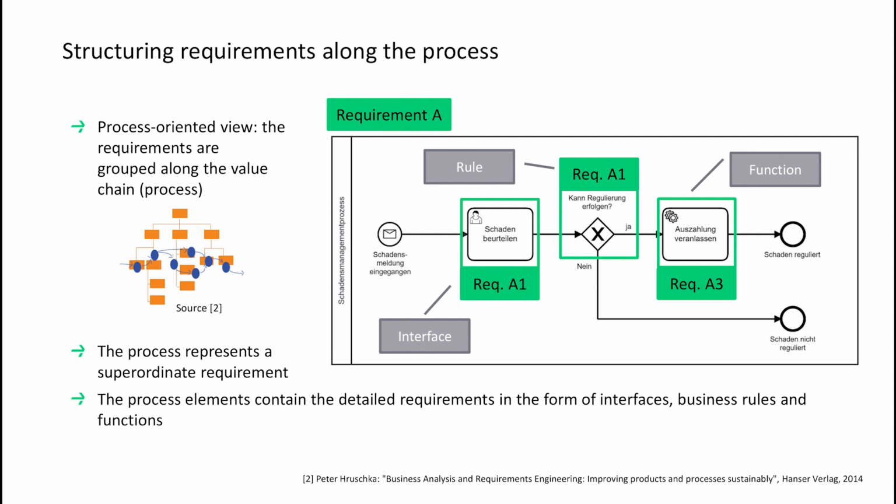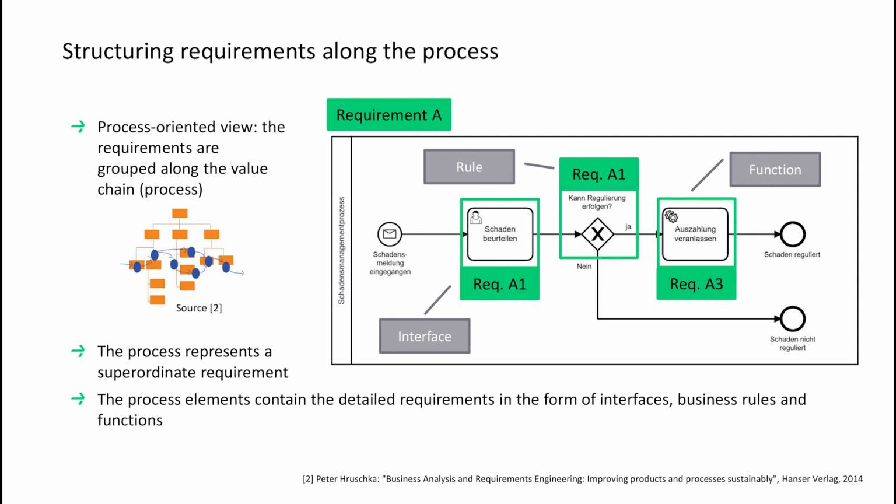Once you have modeled your customer's process, you can structure your IT requirements along the process. Note that this process-oriented view usually runs right through the customer's organization, especially at higher levels of detail. This organization is structured according to functional domains, such as purchasing, sales, and production. The process itself represents the higher level requirement, as shown here in the example.